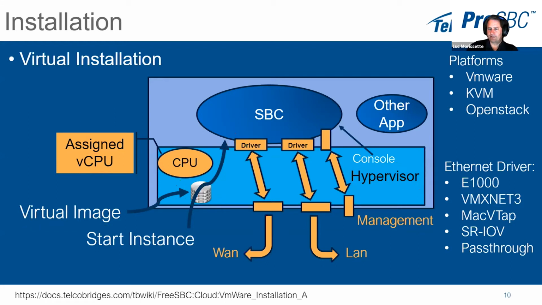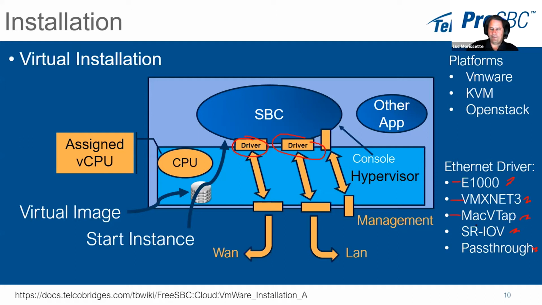Then, like we were explaining yesterday, we have network interfaces that are physical interfaces connecting to the physical device that runs the VM system. And here you will have some network interfaces presented to the SBC. Depending on which type of VM, these interfaces could be E1000, VMXNET3, MacVTap, SR-IOV, and pass-through. So these ones are all emulated interfaces.